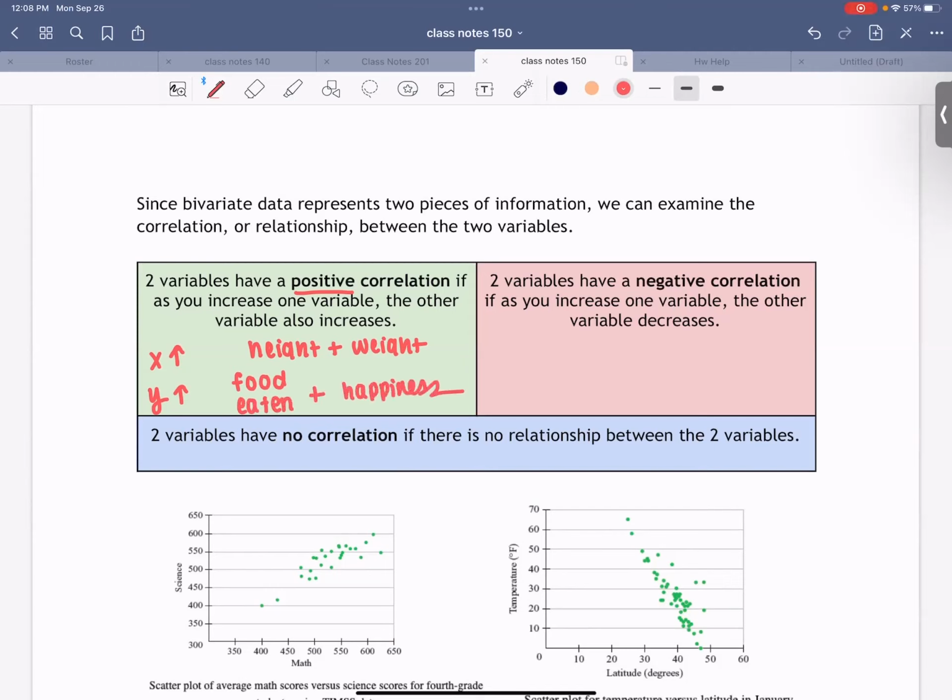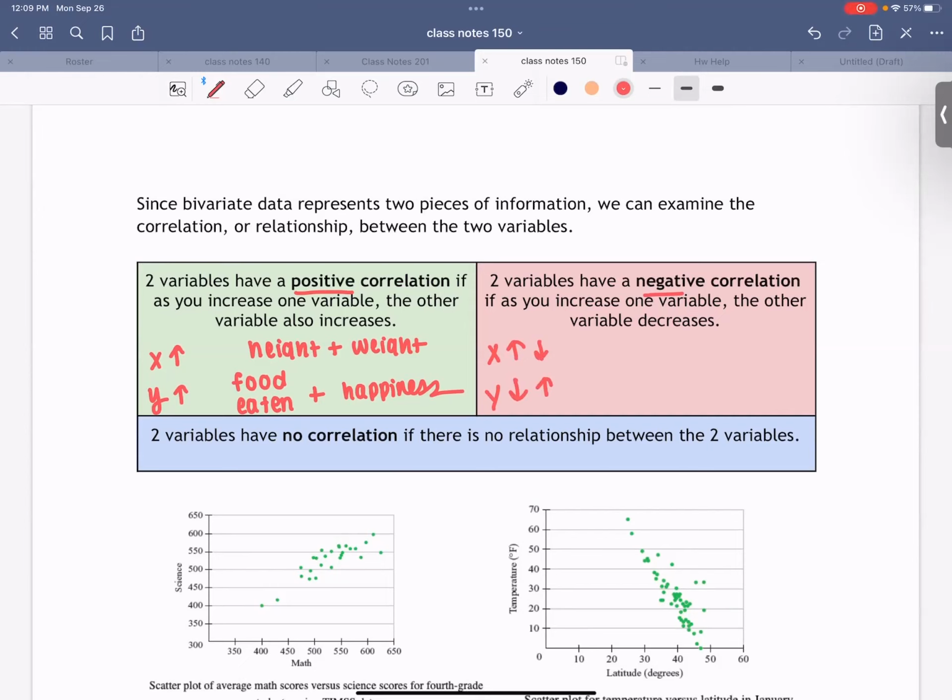Right? If I eat more food, I'm going to be more happy. And if I eat less food, I'm not going to be as happy. Okay. All right, so let's talk about the other type of correlation, which is the negative correlation. If two variables have a negative correlation, well, if I increase the x value, what's happening to the y value? Decreasing, right? And on the other hand, if I decrease the x value, the y value is going to increase. So they do kind of the opposite of each other, okay?